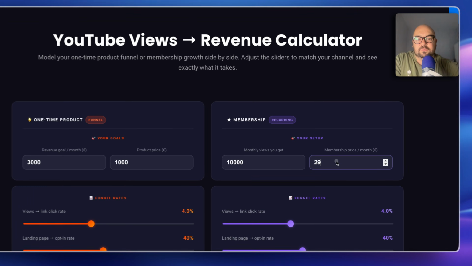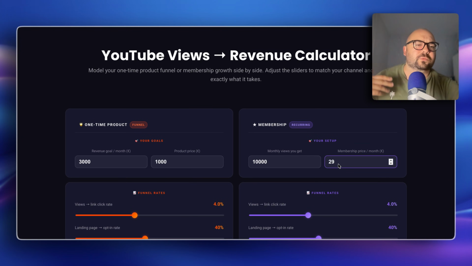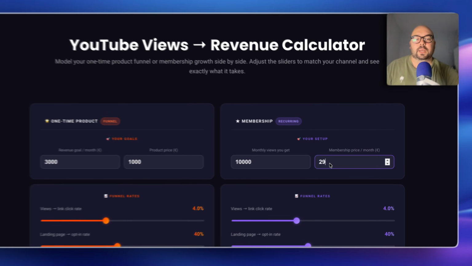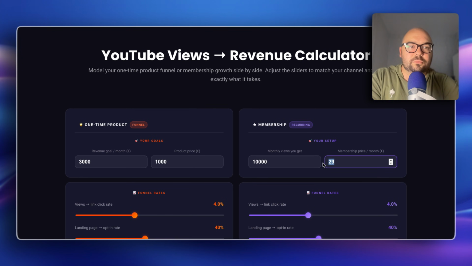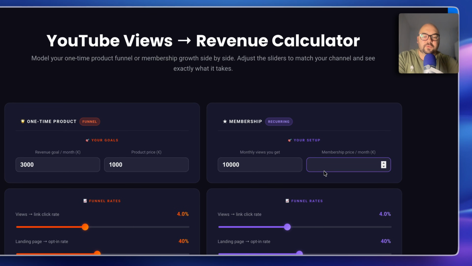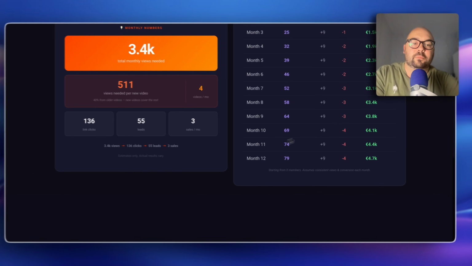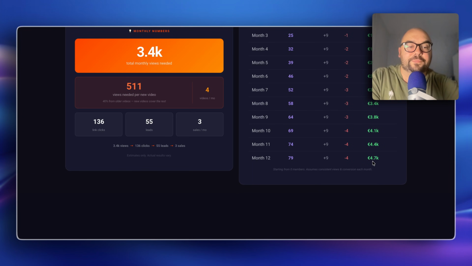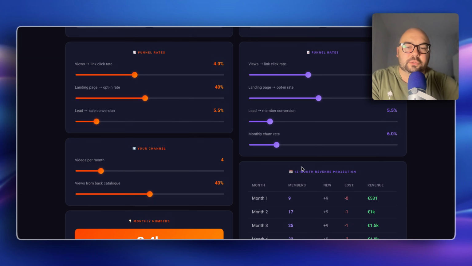So you can see that, for example, let's increase some of the numbers, like the $29. It depends, of course, on the niche. I have run memberships that are lower in price than 29, but if it's business related or a very high priced industry, let's say 59 euros, right? Let's run this number, and let's see what we have here. In 12 months, you can be earning almost 5,000 euros, right? So this is the way these calculators work.